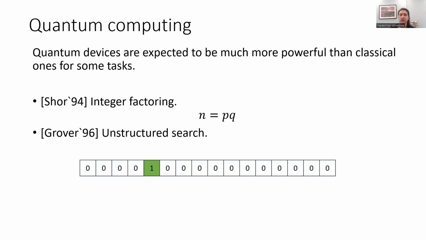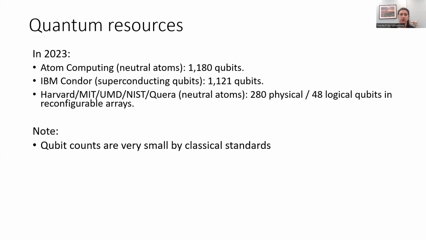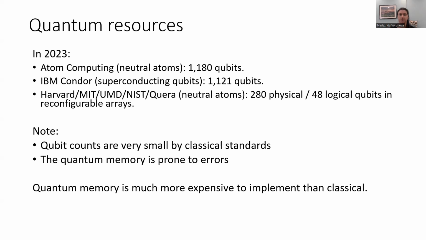These results motivated a line of work on physically building those quantum devices. In 2023 alone, several groups presented new quantum computers with record number of qubits, which are analogs of bits. Note that, unfortunately, the qubit counts are still very small by classical standards. Moreover, for most of this, the number of qubits displays the total memory that might require error correction since quantum memory is prone to errors. So qubits are still much, much more expensive to implement than bits.